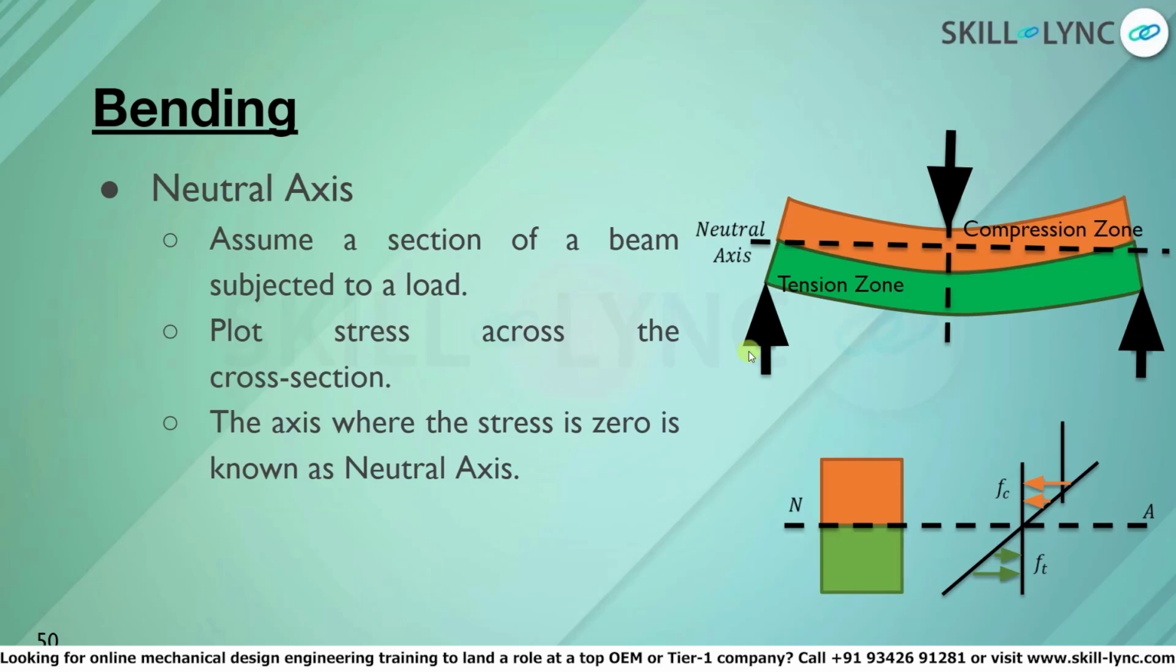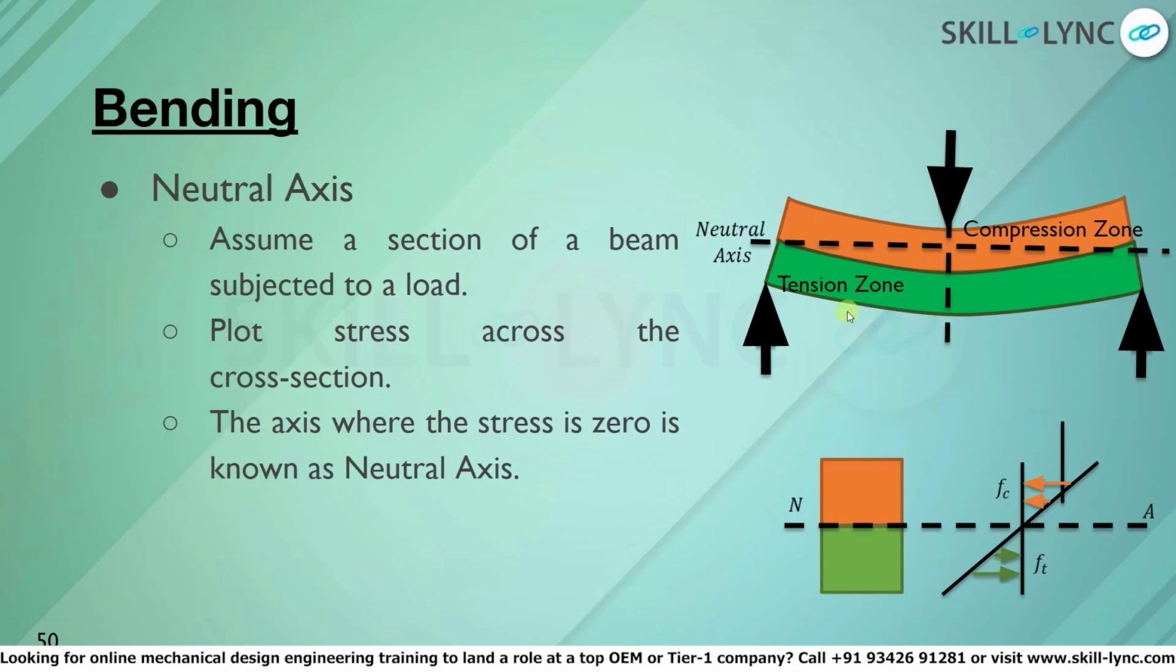But before that, we need to know what a neutral axis is. So let us assume that a beam is placed under a load. In this case, the beam is under sagging conditions. Thus, the bottom half of the beam is under tension, depicted in green, and the top part is under compression, which is depicted in orange.